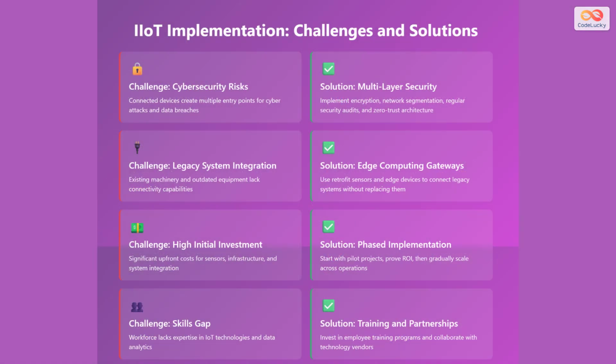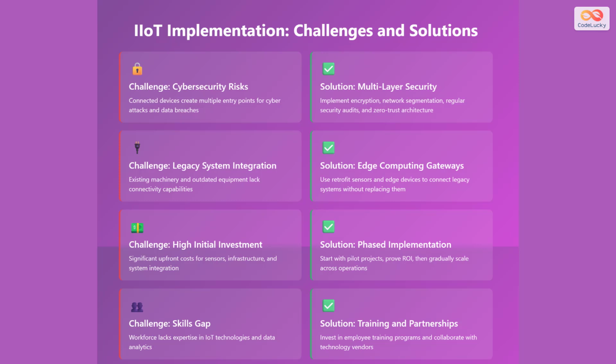Implementing IIoT comes with challenges, but proven solutions exist. Cybersecurity risks arise because connected devices create multiple entry points for cyber attacks. The solution is multi-layer security, implementing encryption, network segmentation, regular security audits, and zero-trust architecture. Legacy system integration is challenging when existing machinery lacks connectivity capabilities. Edge computing gateways solve this by using retrofit sensors and edge devices to connect legacy systems without replacing them.